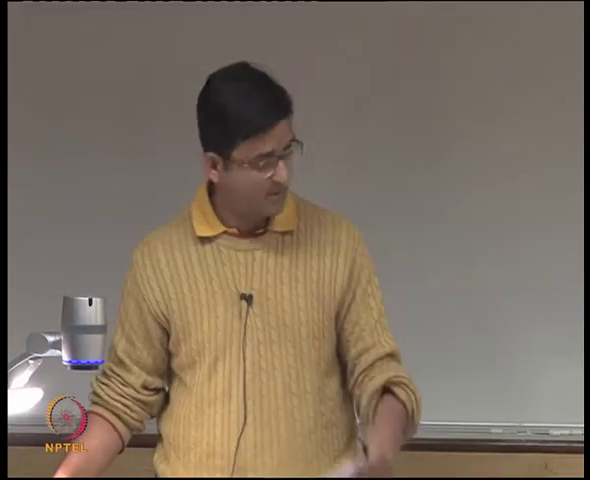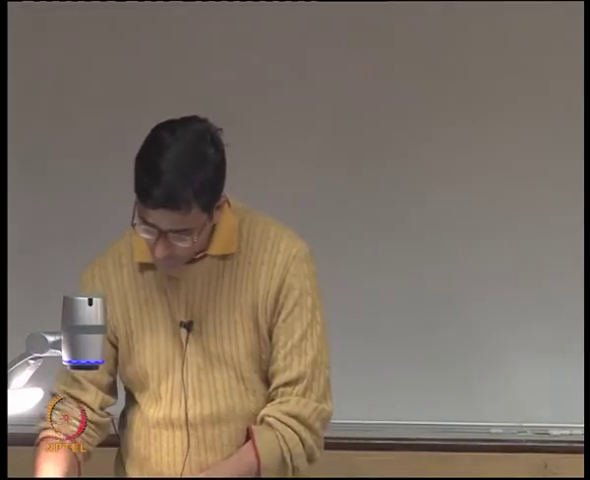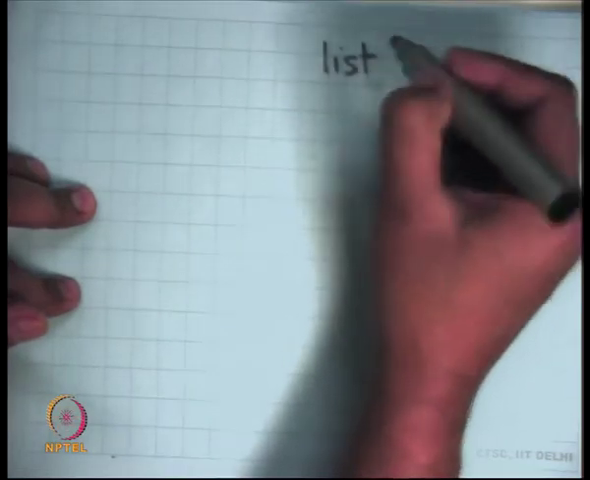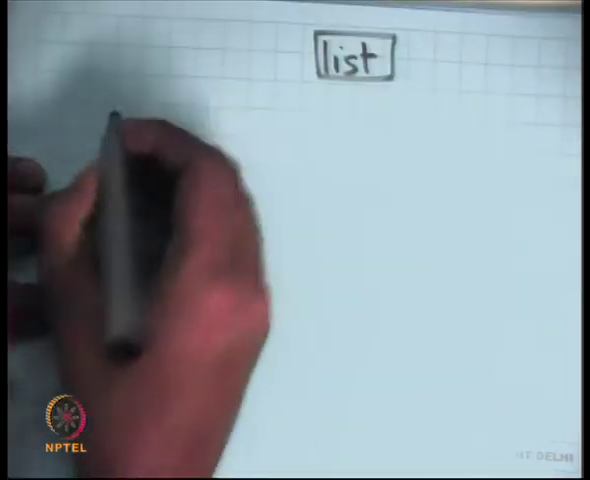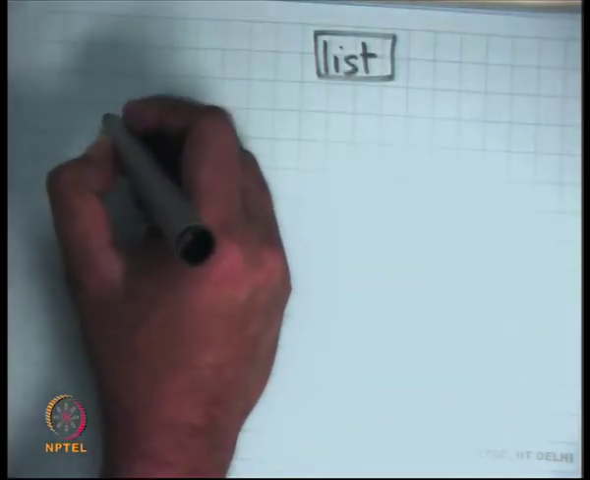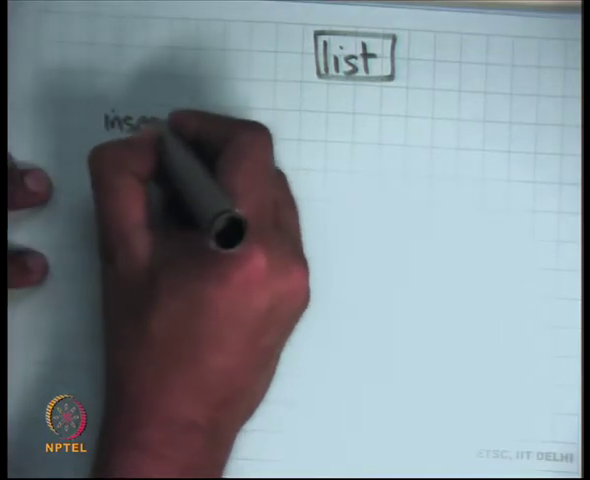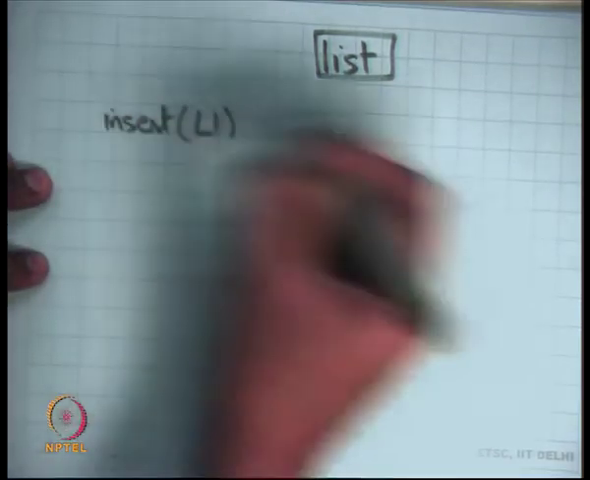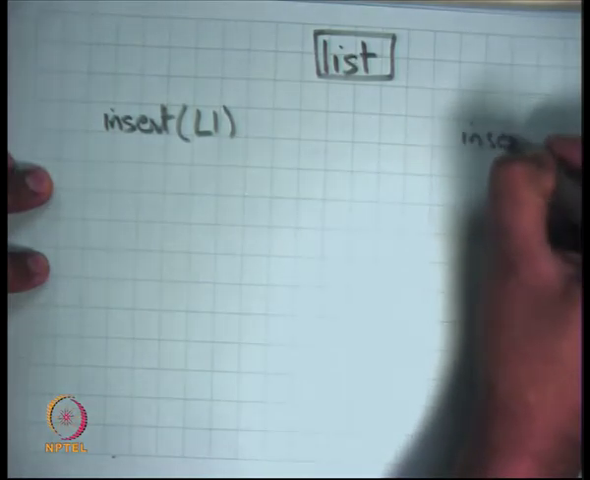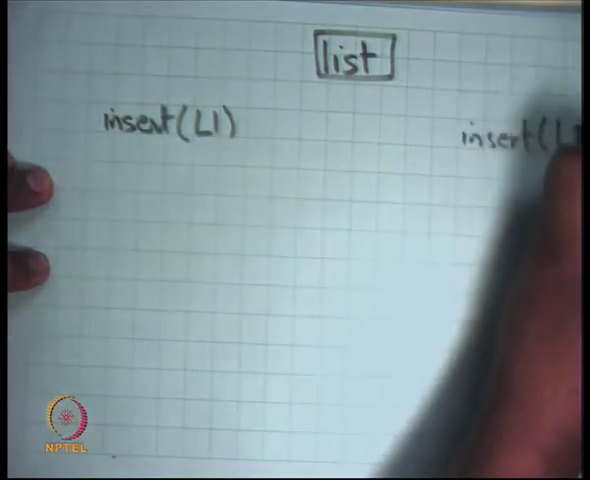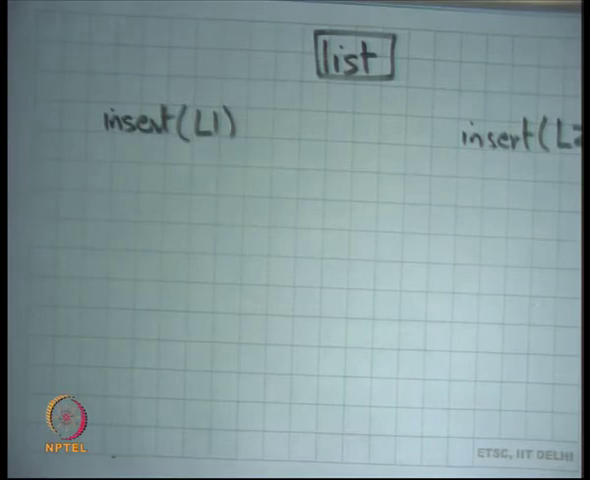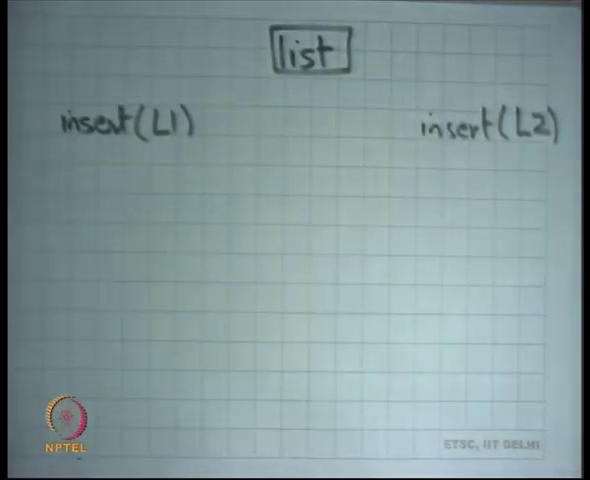So we all understand this. Let's say this was the list originally. One thread calls insert L1, another thread calls insert L2. Right? Then what happens?